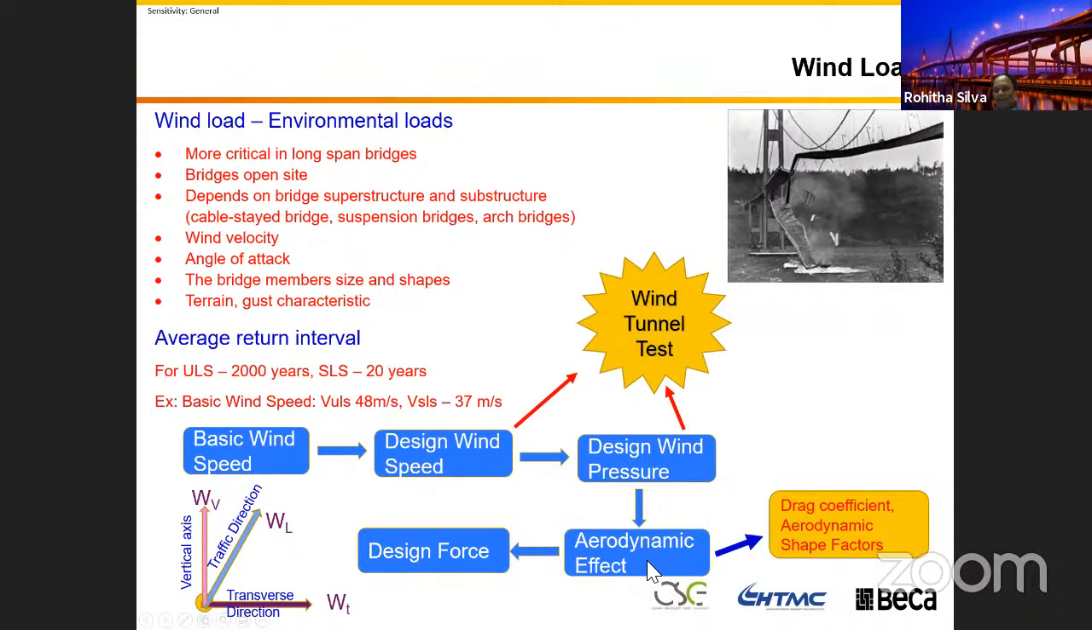Then it depends on the shape of the bridge element. There are many different shapes, like your bridge girder, your cross beam, your collar pier. They are all different concrete shapes and have different aerodynamic effects. So based on that, you calculate the drag coefficient and other coefficients, and using those you convert your design wind pressure into a design wind force.